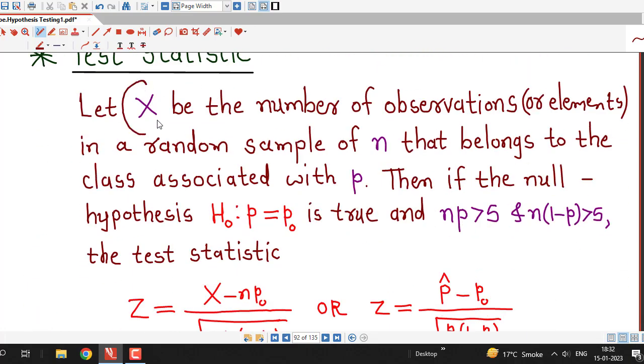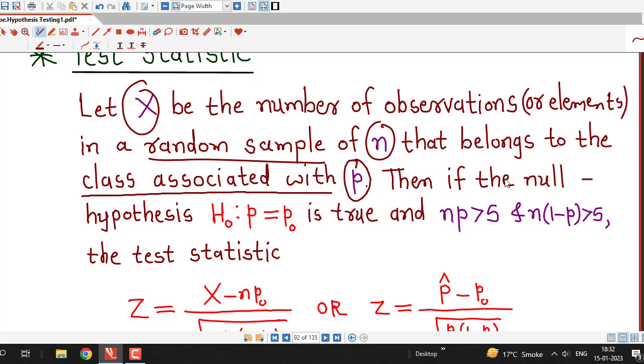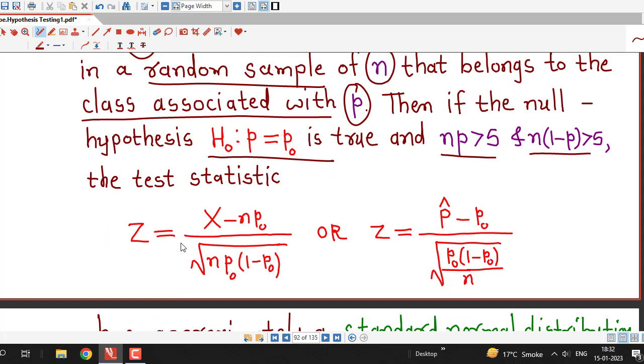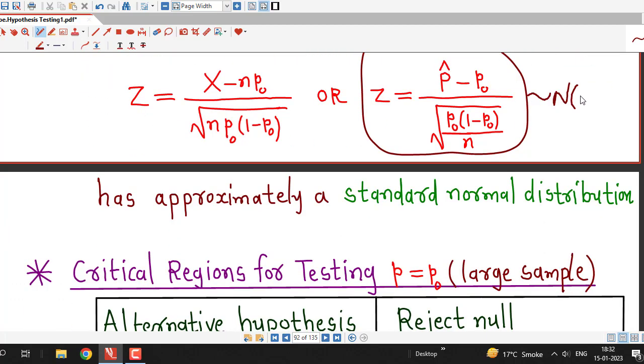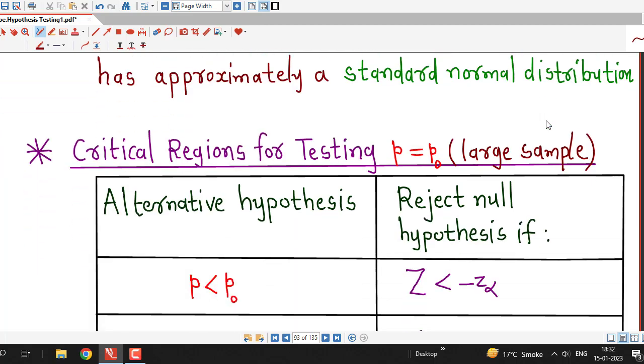Suppose capital X is the number of observations in a random sample of size n that belongs to the class associated with this population proportion P. Then if the null hypothesis is true and n times P and n times 1 minus P are greater than 5, the test statistic is Z equal to P hat minus the population proportion, divided by the square root of the population proportion times 1 minus the population proportion divided by n, and this is approximately a standard normal random variable.